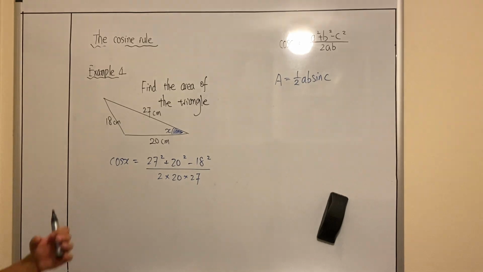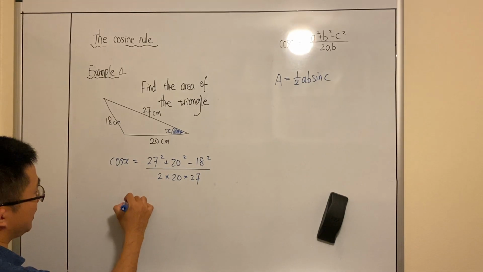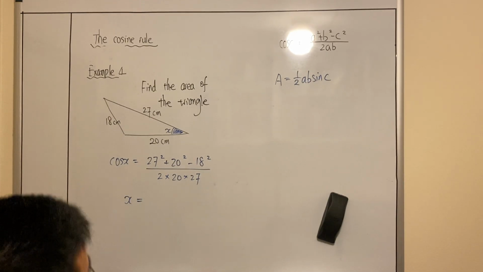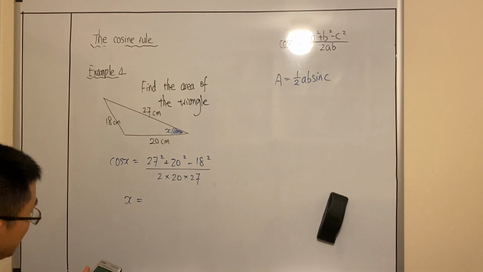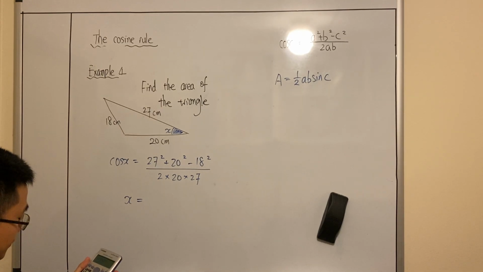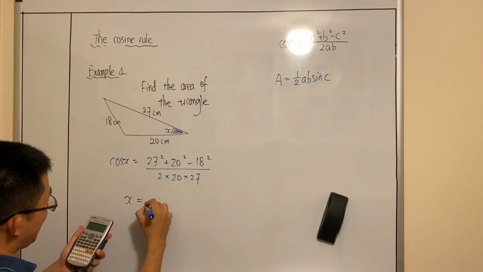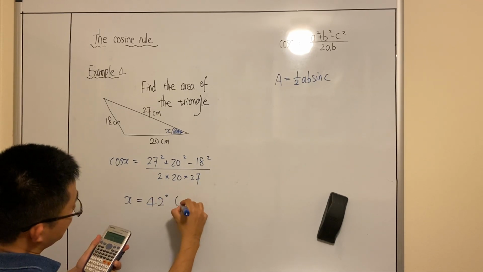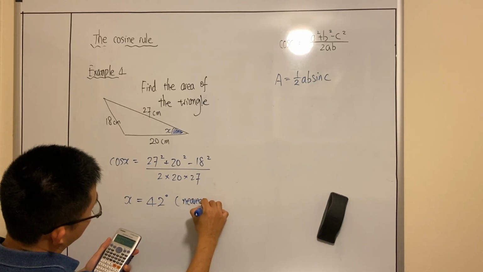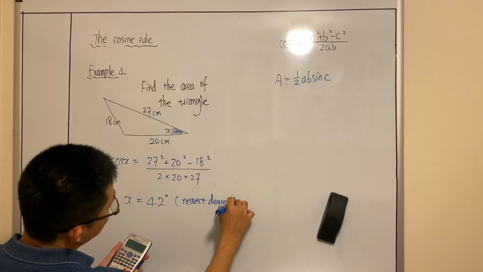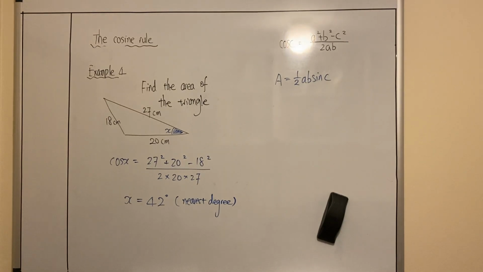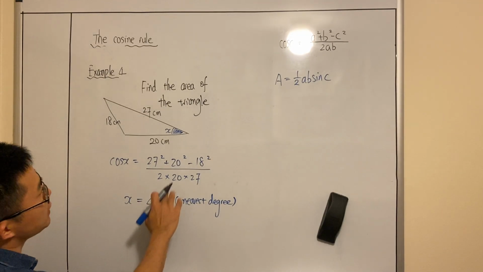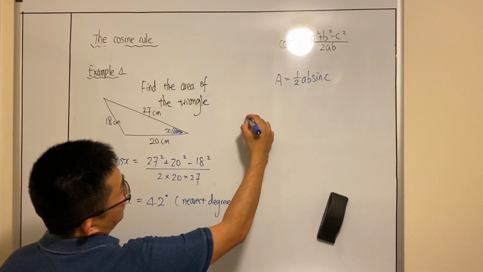Remember, I want to work out what's x. So x is equal to, I'm just going to do the calculation to work out what's x. Okay, so it looks like it's 42 degrees. This time I'm just going to write nearest degree for easy calculation. Nearest degree, 42 degrees. Once I know this angle here, then I can start to find the area.